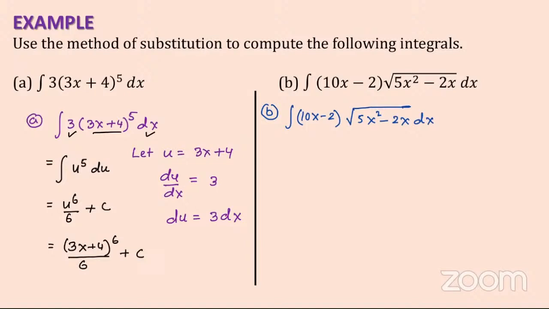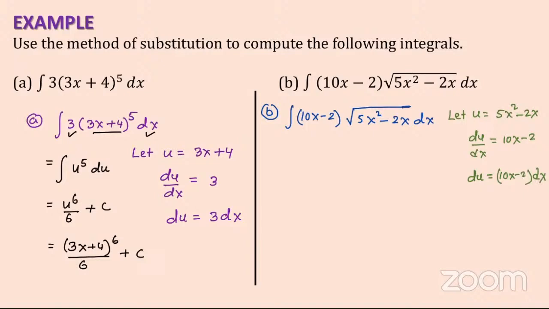So let's write it down. Let u equal 5x squared minus 2x. If you find the derivative, du over dx is equal to 10x minus 2. And if you multiply on both sides by dx, it will be (10x minus 2) dx.